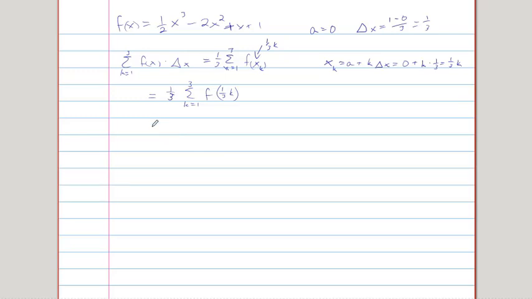Alright, so let's plug those in, 1/3 k's. It is going to be 1/2 times 1/3 k to the third minus 2 times 1/3 k squared plus 1/3 k plus 1.